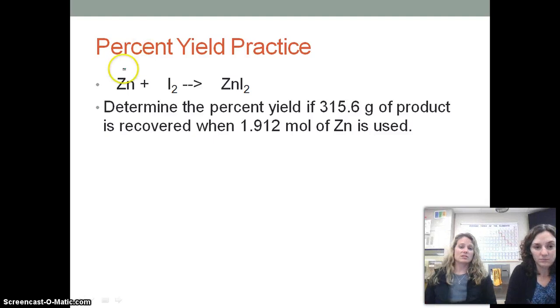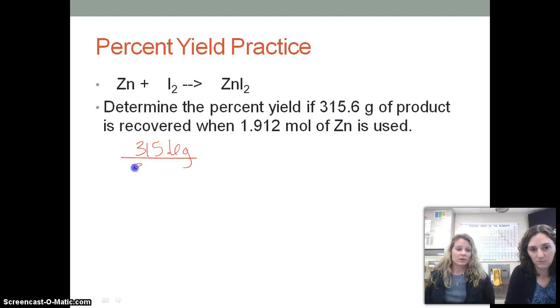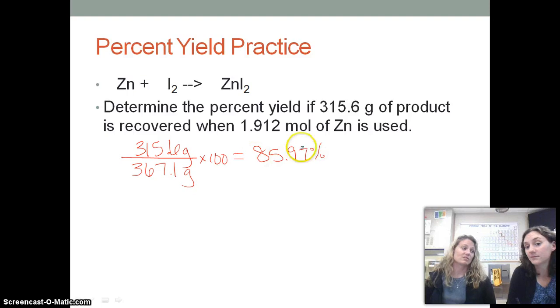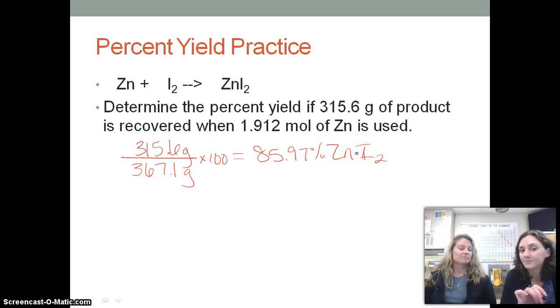So A over T: 315.6 grams divided by our 367.1, times 100, and we made 85.97%. That's pretty good. Done. In labs, we'll definitely have you do this, or we may give you a problem like this. You'll see a lot.